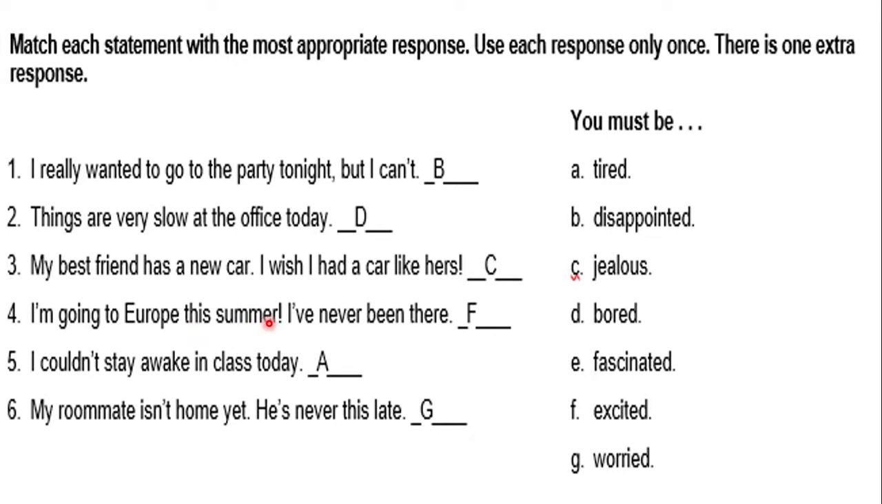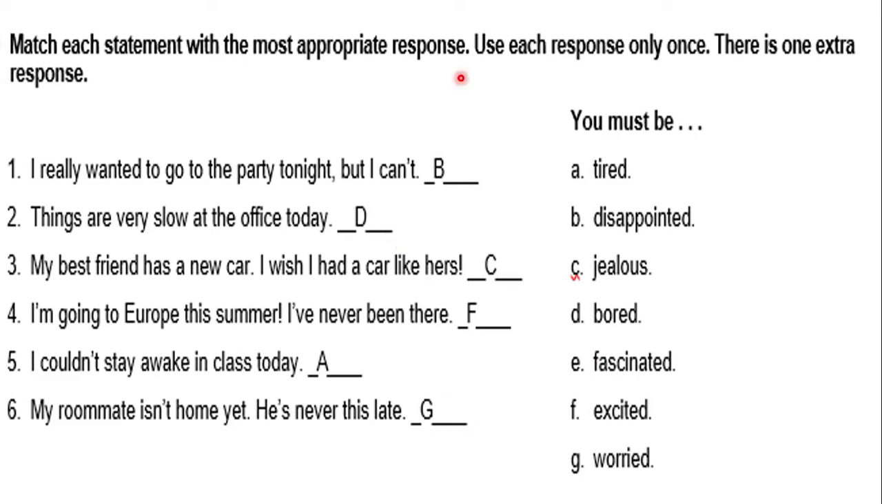I am going to Europe this summer. I have never been there, so I feel excited. Me siento emocionado porque nunca he estado en Europa. Number 5. I couldn't stay awake in class today. I feel tired. Estoy cansado. And number 6. My roommate isn't home yet. He's never this late. Él nunca está tan tarde, nunca se hace tan tarde. I feel worried. Me siento preocupado. Okay? So the one that you don't have to use is fascinated. Fascinated is fascinado, okay?